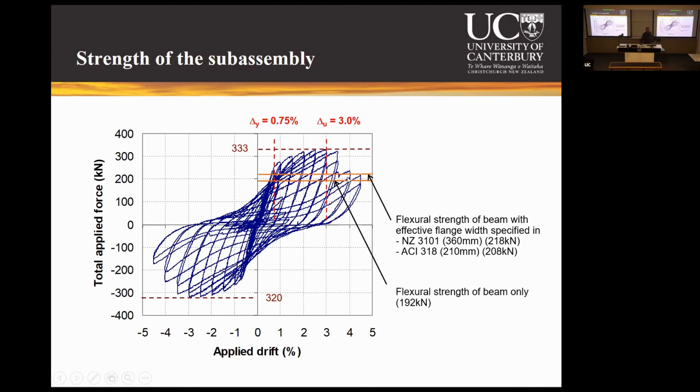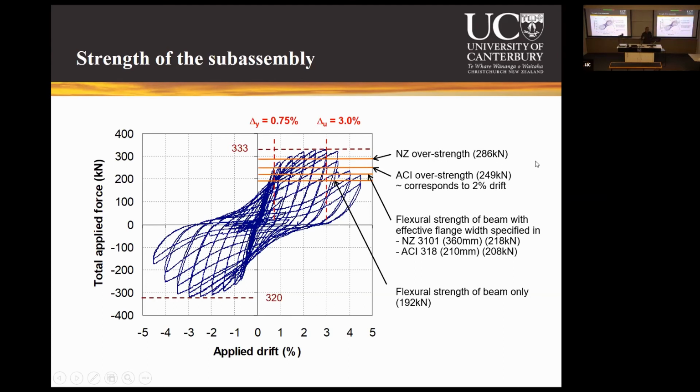which comes out 192. So 333 means about 60% increase over strength. And even when we look at the over strength specified in the New Zealand code and ACI code, it is well under what this subassembly is giving, right? So obviously the strength is much larger than the over strength. The strength is much larger than what we are getting.